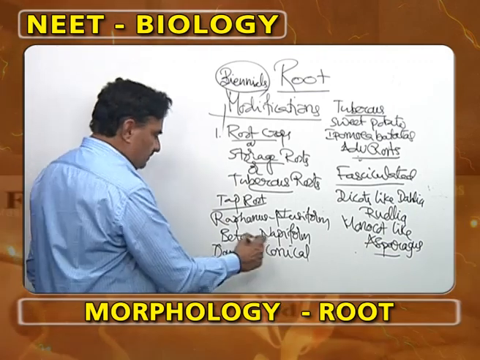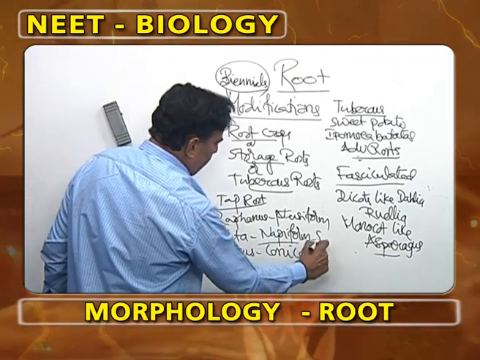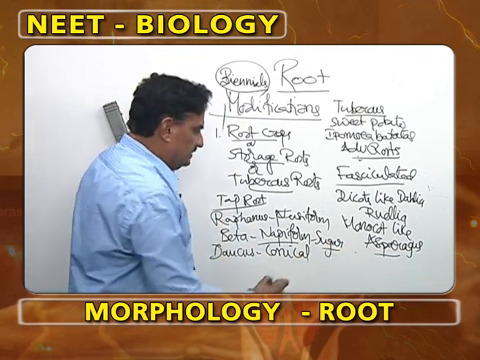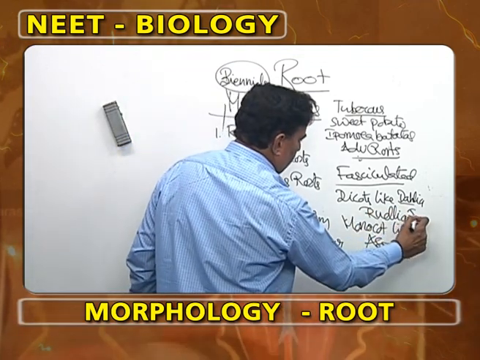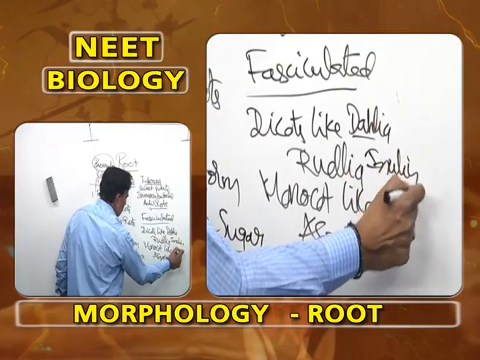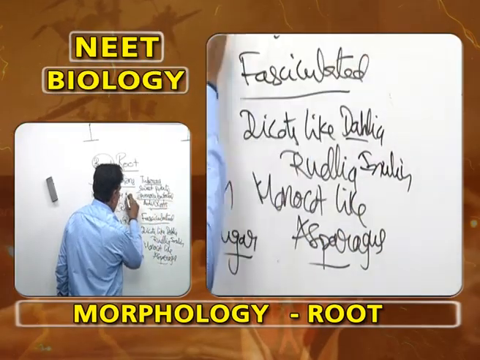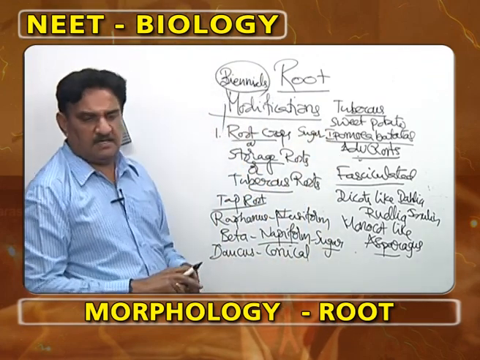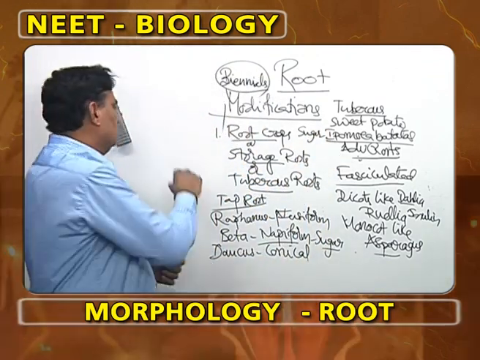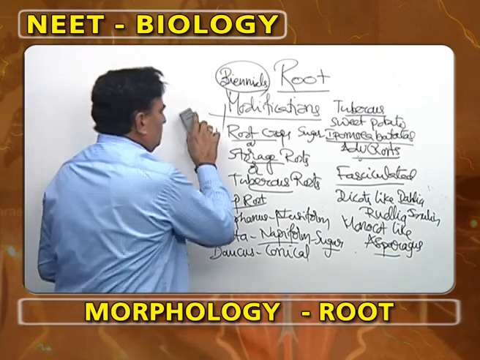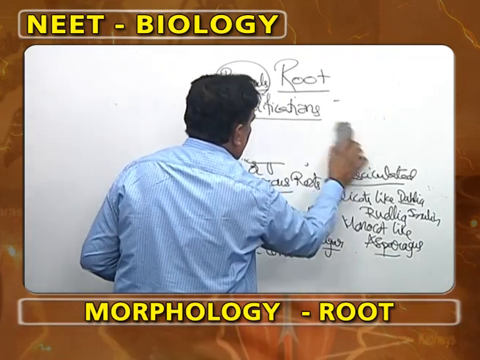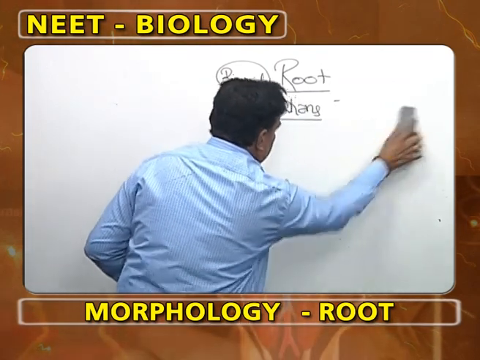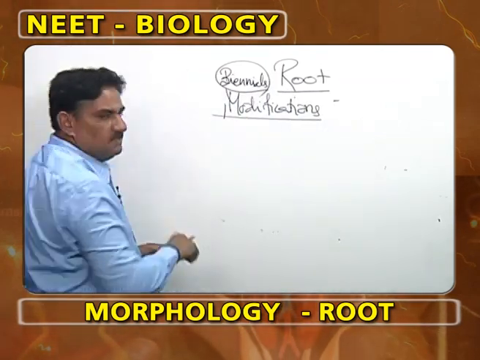Coming to the reserve food material, in Beta vulgaris, beetroot, the reserve food material is sugar. In the case of Dahlia, the reserve food material is inulin. In the case of Ipomoea batatas, it is again sugar. So, root crops always store carbohydrates or sugars, and they are very important economically and also commercially. That is about root crops.